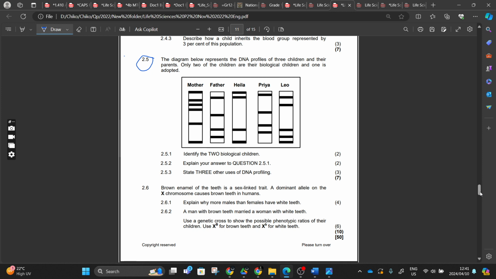Then 2.5 there. In the 2.5, it says the diagram below represents the DNA profile of 3 children and their parents. So here we have the parents, and we have 3 children, right? Only two of the children are their biological children, and one is adopted. It means that we have the father and the mother. Sorry, we have the mother here. And between these 3, Haila, Priya, and Leo, one of them is adopted.